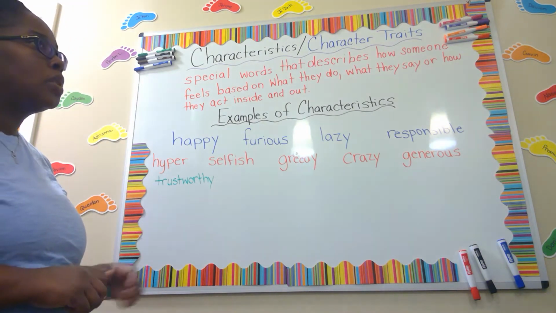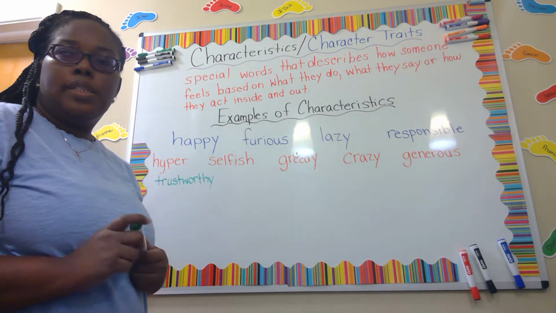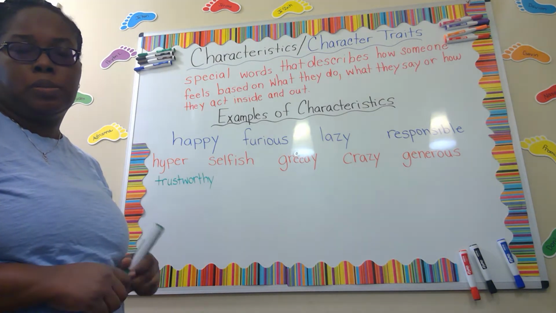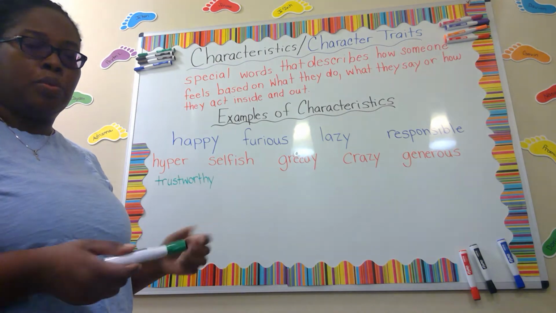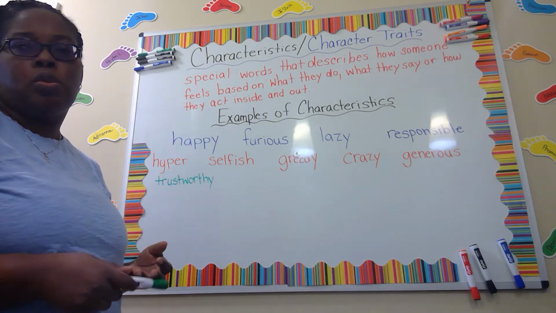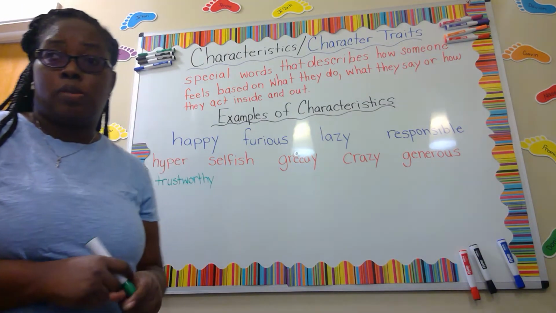And then with both of those assignments, we're also going to use clues from the story to help us support our answer. Why did we think that character was this type of character, had this type of characteristic? What did they say in the story? What did they do? How did they act in the story to make us come to that conclusion that this is the best characteristic to describe them?